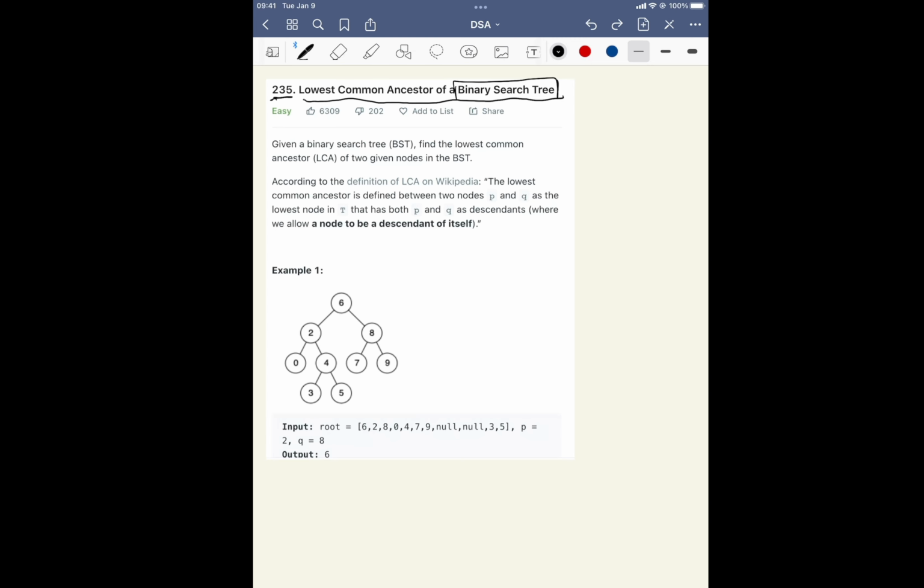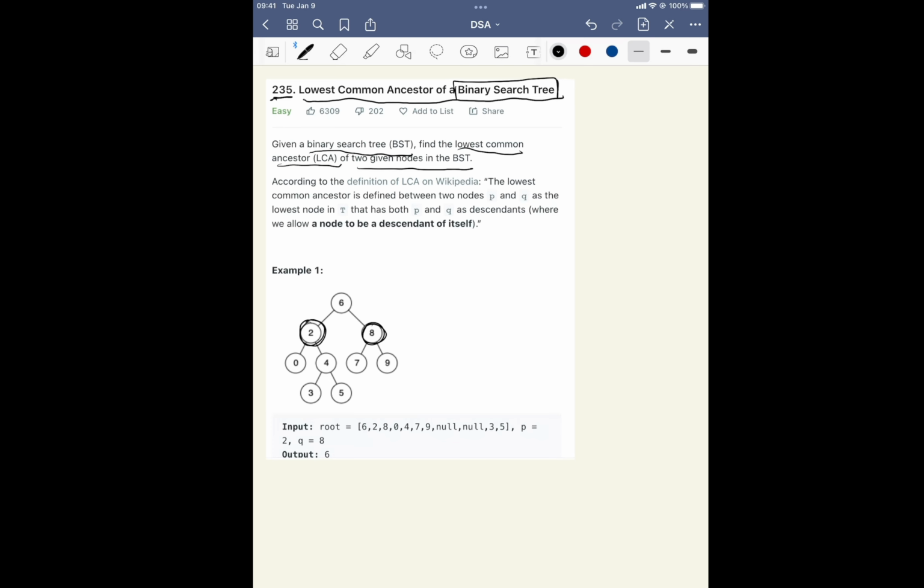So what are we supposed to be doing with this binary search tree? Well, given a binary search tree, find the lowest common ancestor of two given nodes in the binary search tree. So we're given the nodes in this example, P equals 2, so this node, and Q equals 8, so this node, and we're supposed to find the lowest common ancestor. So the lowest common ancestor is the lowest node in the tree that has both P and Q as descendants of it.